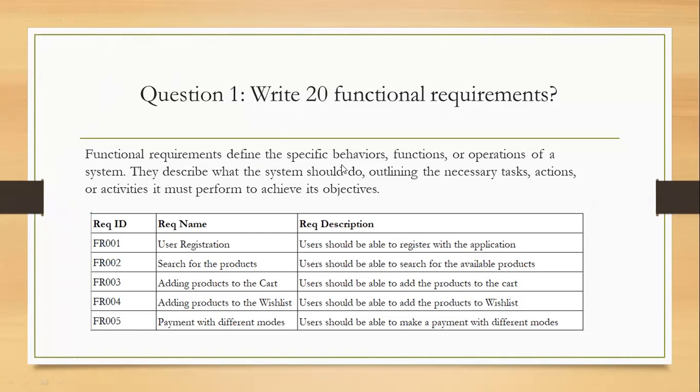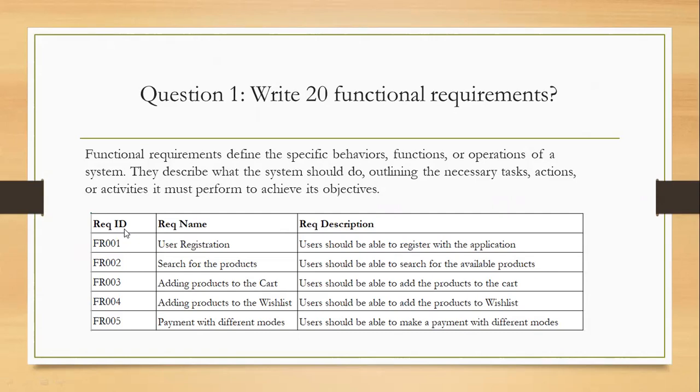Here you can see a little explanation about functional requirements. Functional requirements describe what the system should do. That is nothing but a functional requirement. In that we mention how the behavior must be, or how operations should work. In this functional requirements question, you need to write 20 functional requirements related to your project. In this you will maintain requirement id, requirement name, and requirement description.